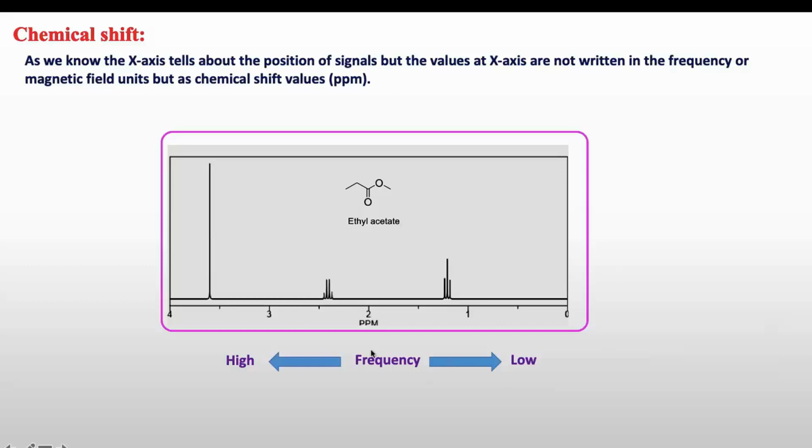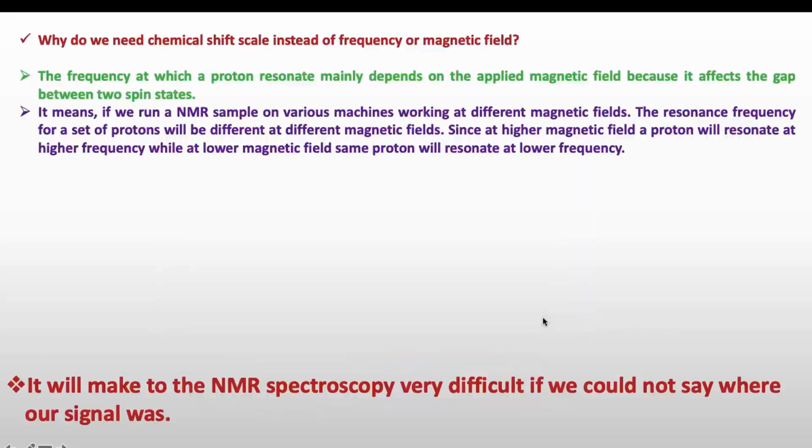As we know, this side is high frequency and this side is low frequency, and this axis is not written in a frequency unit or magnetic field unit. It is written in ppm, which is the chemical shift value. So we can say this side is a high chemical shift value and this side is a lower chemical shift value.